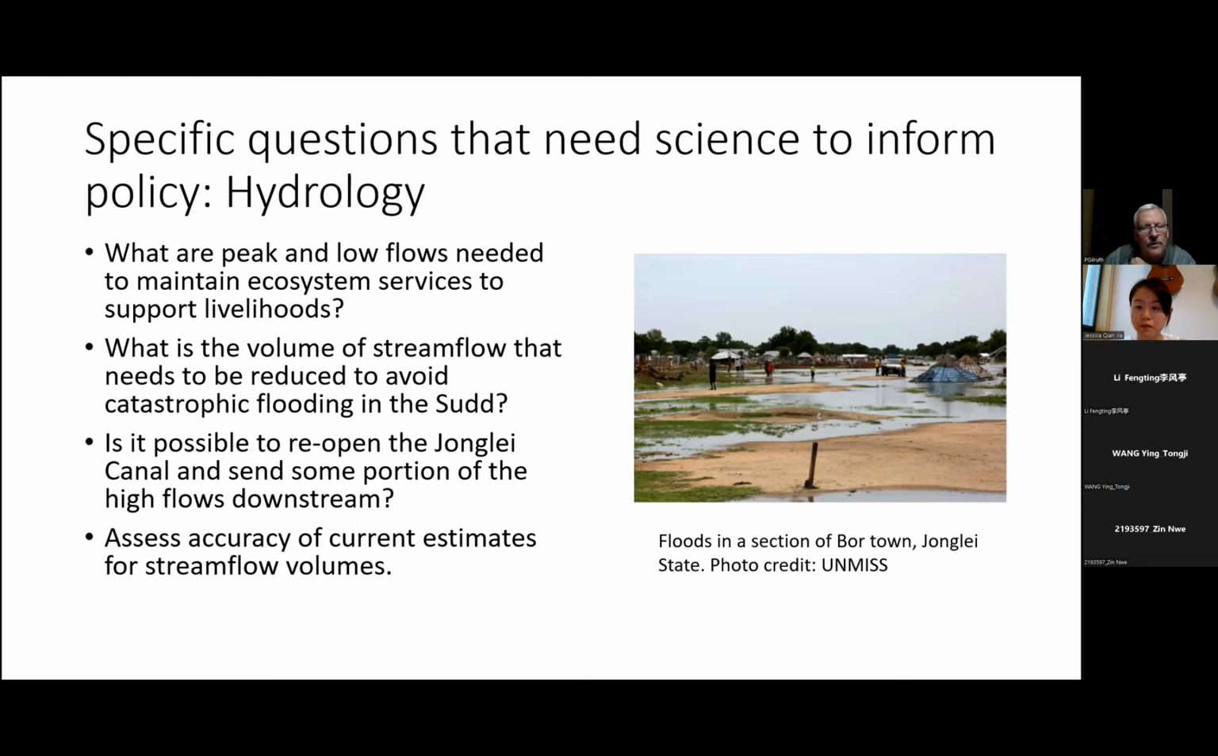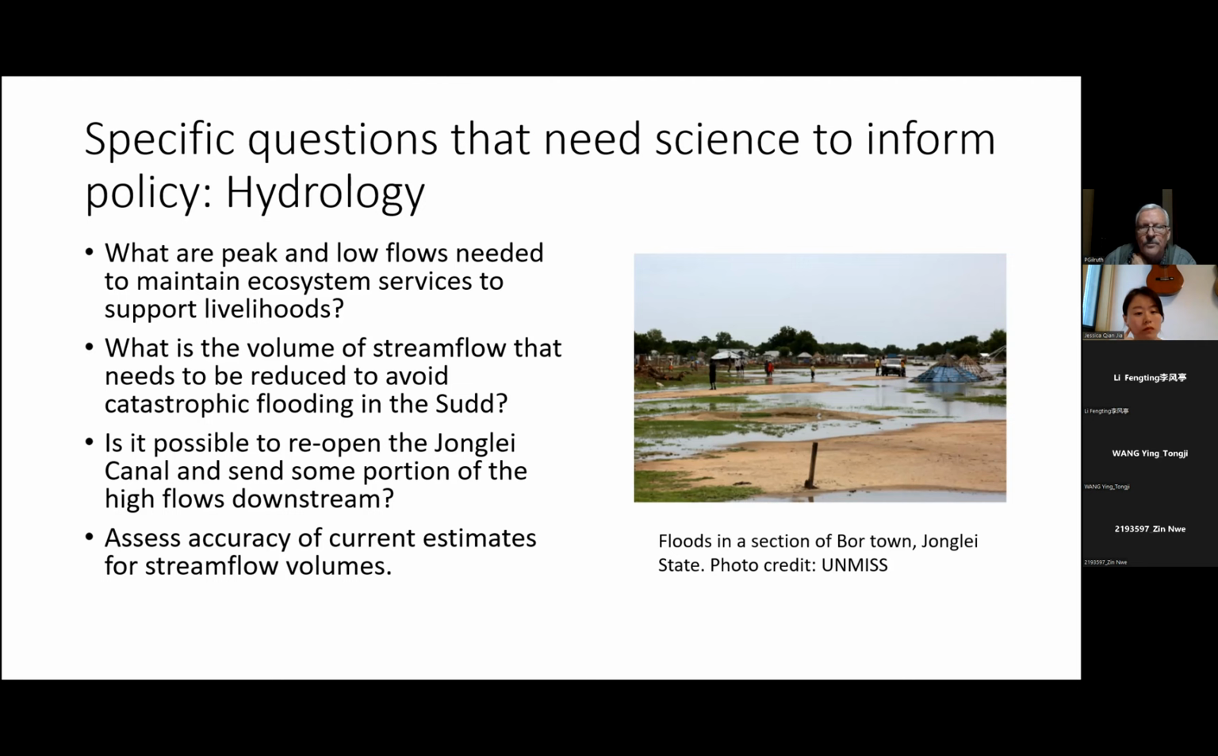What is the volume of stream flow that needs to be reduced to avoid catastrophic flooding in the Sudd? Is it possible to reopen the Jonglei Canal and send some portion of the high flows downstream? Certainly there are downstream countries who are very interested in this option. Either way, you need to assess the accuracy of current estimates for stream flow volumes.